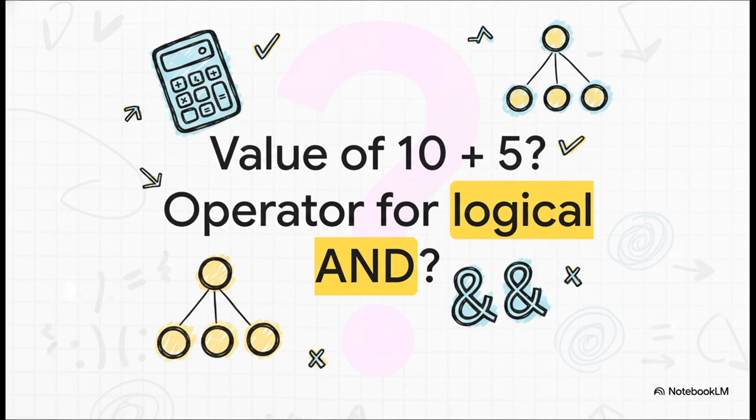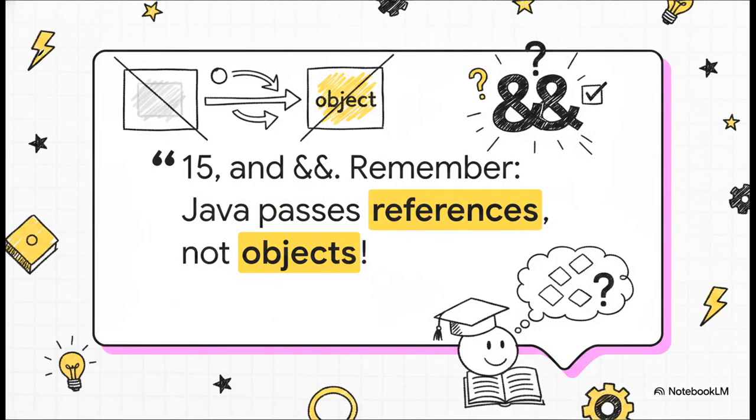Last quickfire question, hitting basic syntax and operators. What is the value of 10 plus 5? And which exact operator is used for a logical AND? The answers are 15, and the double ampersand is used for logical AND. And just like that, you made it through the triage. You are totally ready for this.